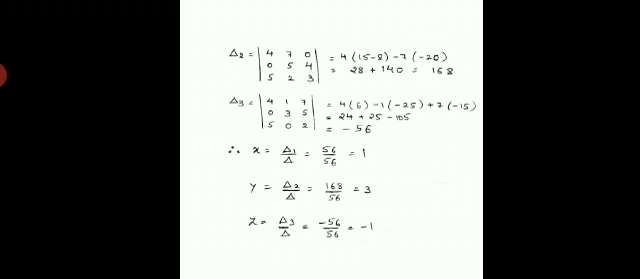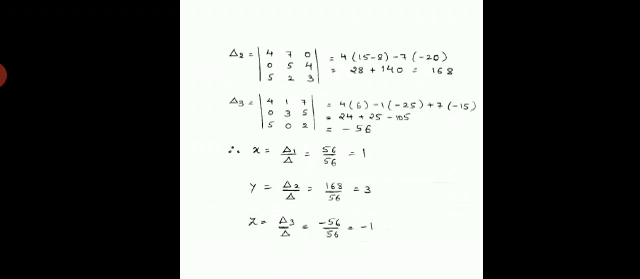And for delta 3, the third column will change to the constants. The first column and second column will remain as they are. After solving this determinant, you get it as minus 56.